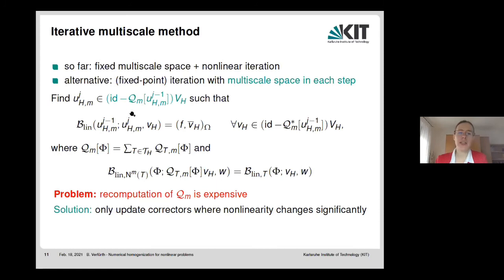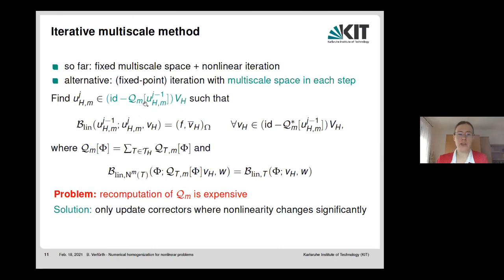And how is this multiscale space constructed? It's again the finite element space minus localized corrections. What is important is not the exact form of these localized corrections, this is standard LOD, but that in these linearized corrections Q_M, they are computed as solutions of a projection with a linear Helmholtz problem at the function phi, so in fact at the previous iterate.